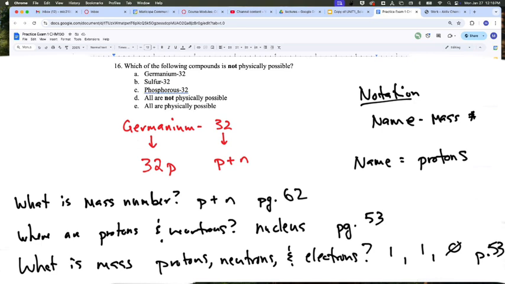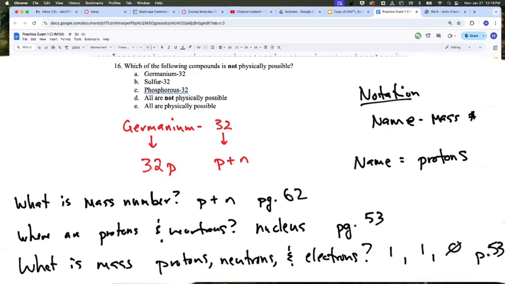I have 0. What happens when I bring a proton near a proton? They repel away. Can I have germanium 32? No, that atom would literally explode apart. So which one's not physically possible? Germanium. Why? We're interpreting our mass number. We're understanding what the mass number means.